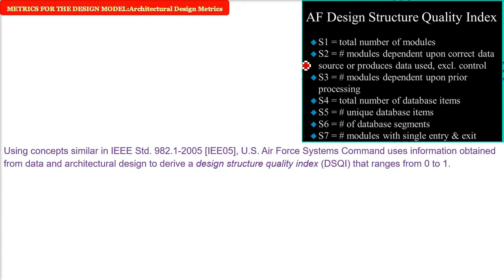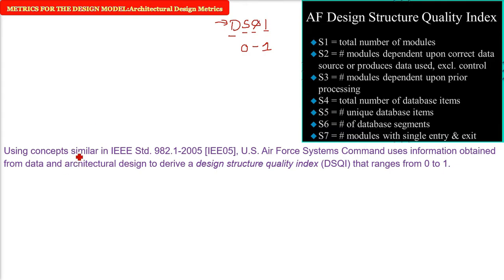We are going to talk about DSQI. This is the Design Structure Quality Index. The value will range from 0 to 1. Now what is this DSQI? This is about the architectural design matrix. This is about design. This is about architecture. So this is a proper metric which will give us a number.